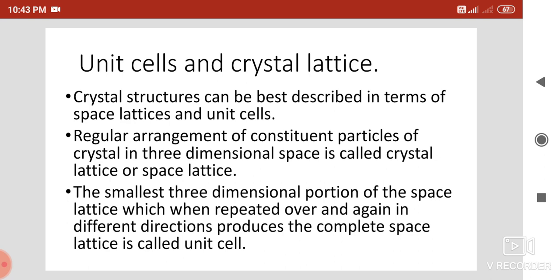And unit cell means the smallest unit, that is, the smallest part of that three-dimensional structure. Whatever crystal lattice is there, the smallest part of that crystal lattice, if it is repeated over and over in three dimensions in different directions, produces the complete space lattice or crystal lattice. That smallest part is called a unit cell.